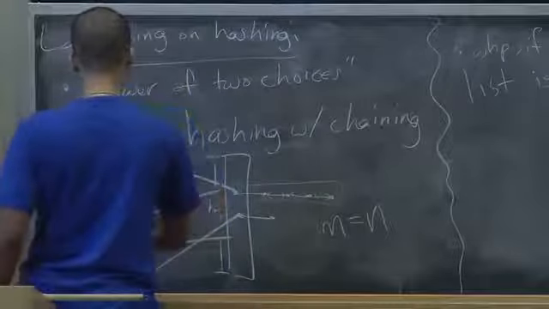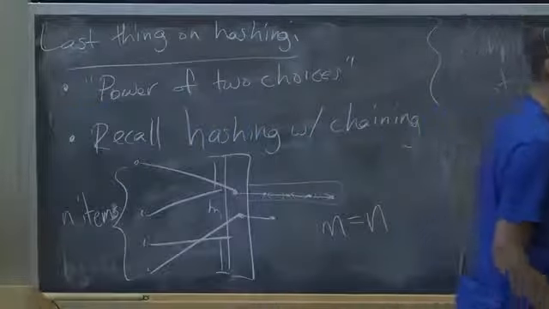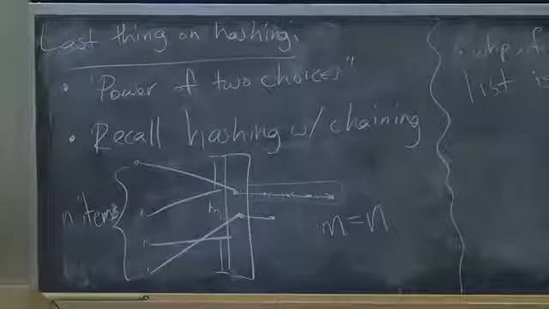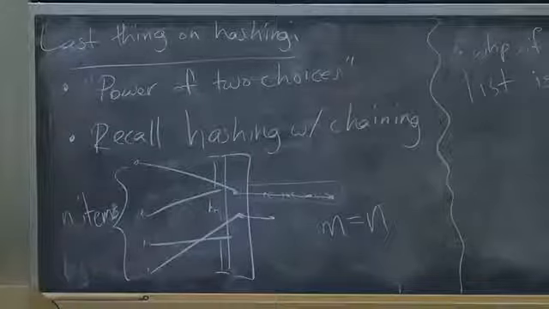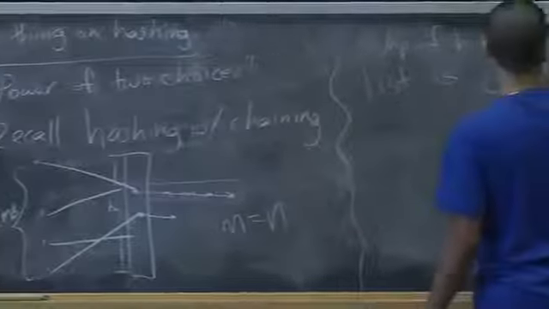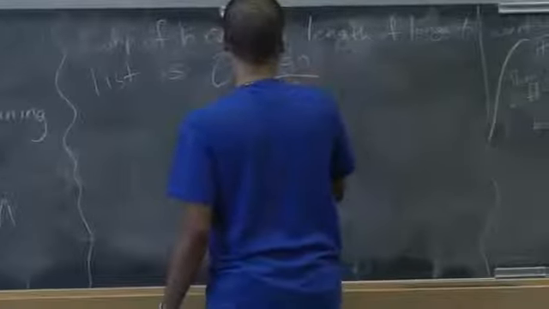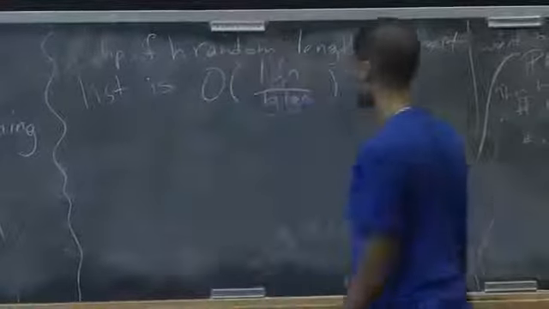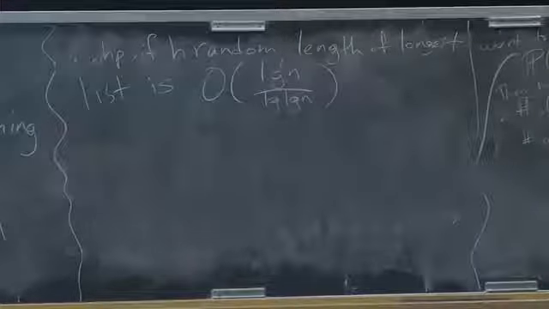But I don't think we said it as hashing with chaining when I said it. I just said balls and bins. If you have n bins and you have n balls, and each ball gets thrown into a totally random bin, how many balls will the heaviest bin have? Sorry? Yeah, log n over log log n. Yeah, that's right. So it's a little better than log n, but not much better. Okay.